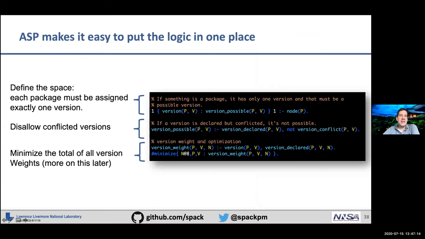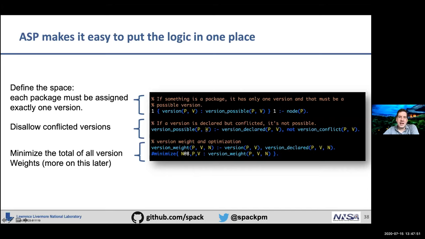The nice thing about this is it makes it very easy to put the logic in one place. Essentially in ASP, you define the space of possible solutions. What this is saying in sort of cryptic Prolog language is that if something is a node in the Spack DAG, that implies there's exactly one version, lower bound one, upper bound one, on that node out of all the possible versions. So basically, every time you discover a node, there's a certain number of possible versions for that node, and you have to pick one version from all those possible versions.